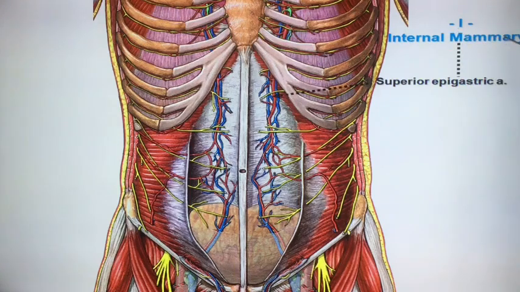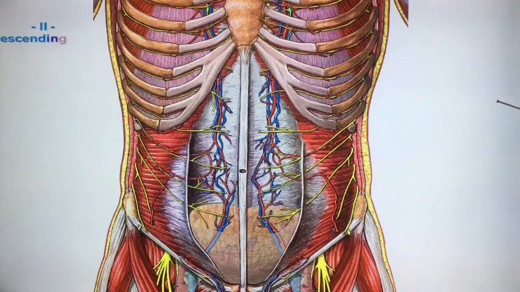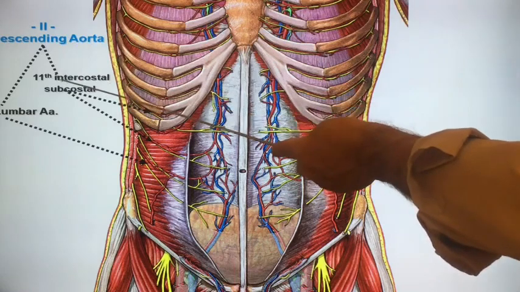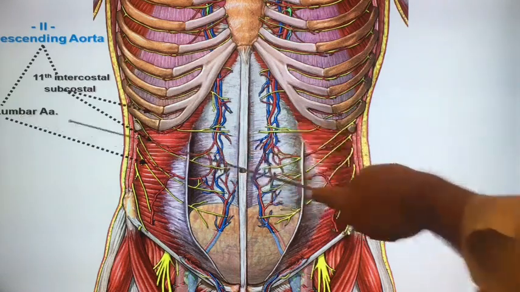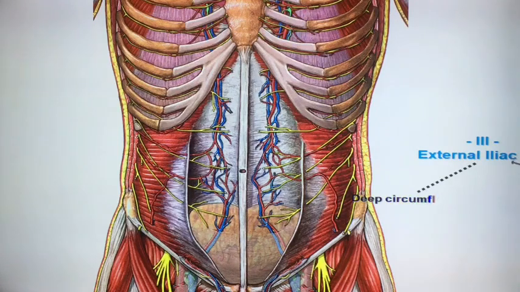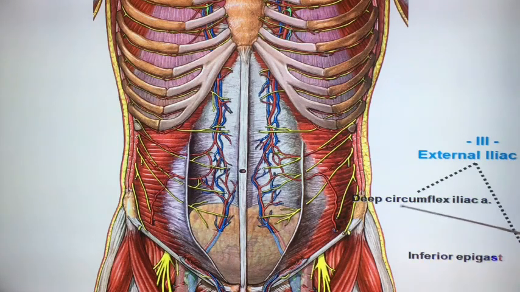From the internal thoracic or internal mammary, we have the superior epigastric. This is one. Two, from the descending aorta, we have intercostal, subcostal, and the lumbar. And three, from the external iliac artery, we have deep circumflex and inferior epigastric.